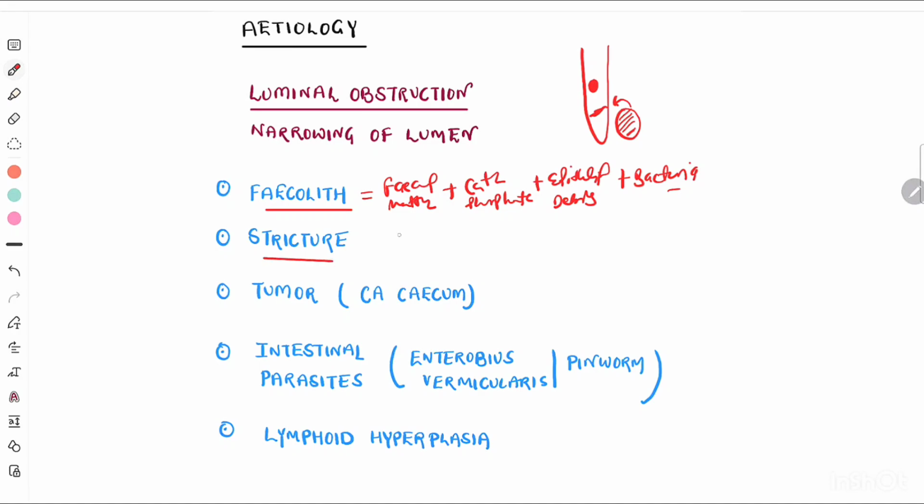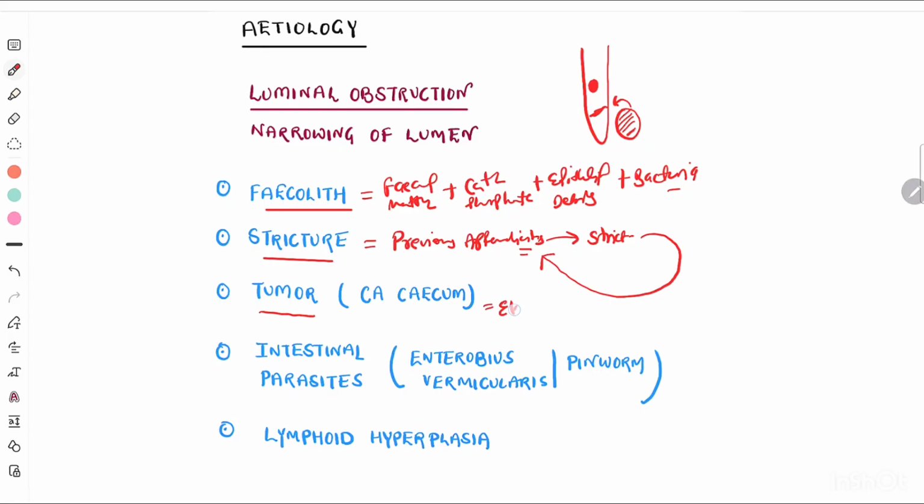The stricture will be common in previous appendicitis. So if there is a first attack of appendicitis, it will lead to inflammation and there can be formation of a stricture, which can again cause appendicitis. So there are repeated attacks of appendicitis, and there can be a tumor.